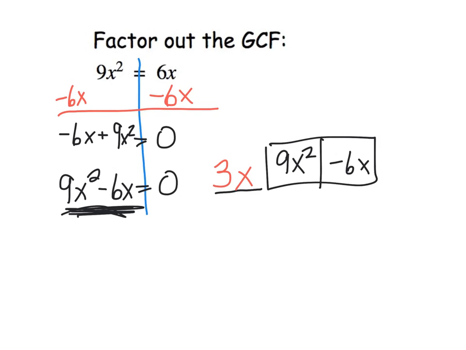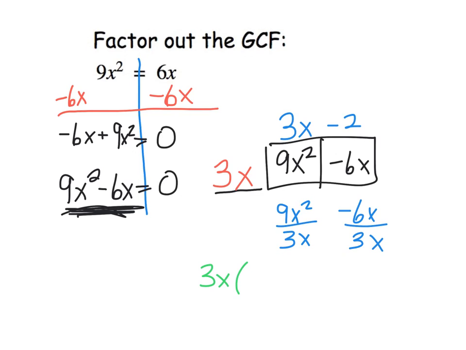So I've got 9x squared divided by 3x. Leaves me with 3x, and I've got negative 6x divided by 3x, leaves me with negative 2. So my answer is 3x, parentheses, 3x minus 2.